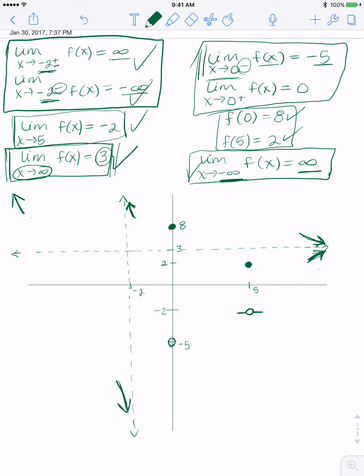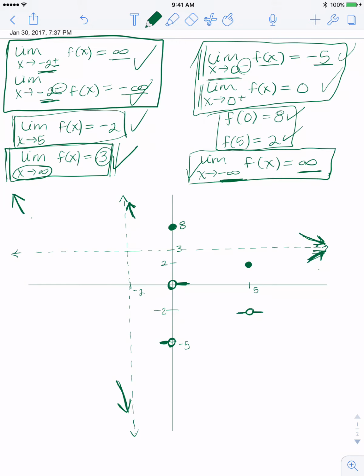Again, we're running into the same problem where I have to make this a hole because x is equal to 0 is already defined at 8. So it's approaching -5 from the left-hand side, so I need to make sure that it's connecting on this side, the left-hand side of 0. And then on the right-hand side of 0, it's approaching 0. So I need this piece to be in my function.